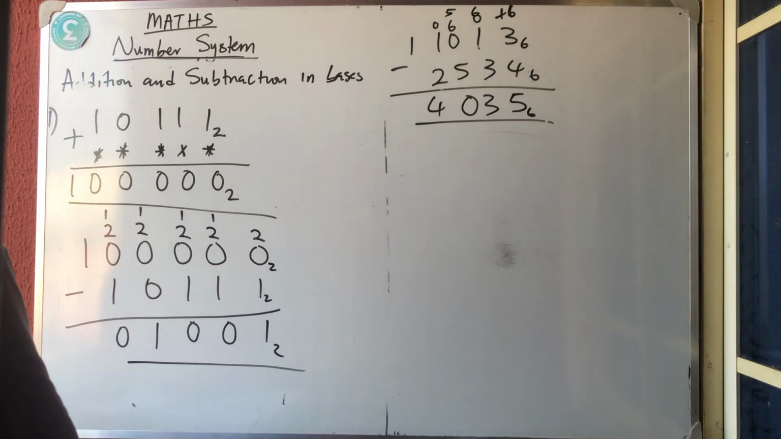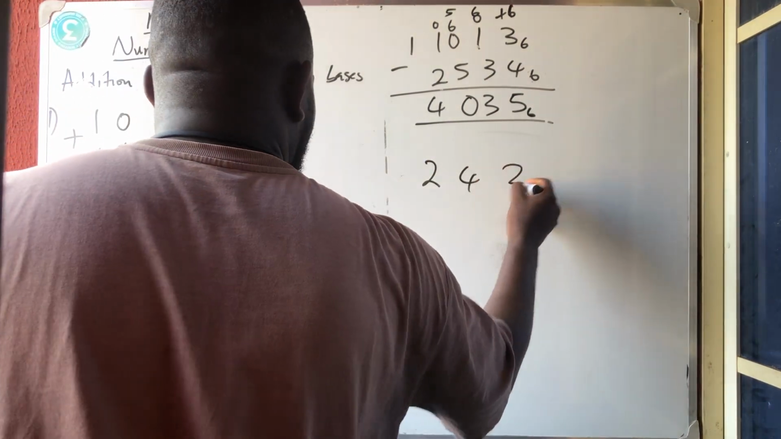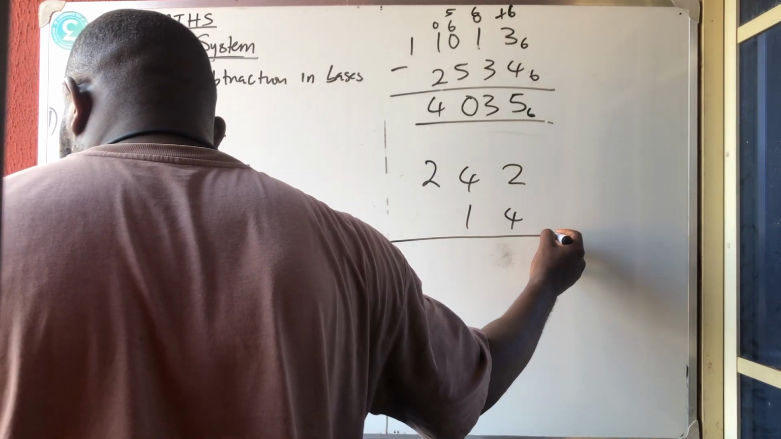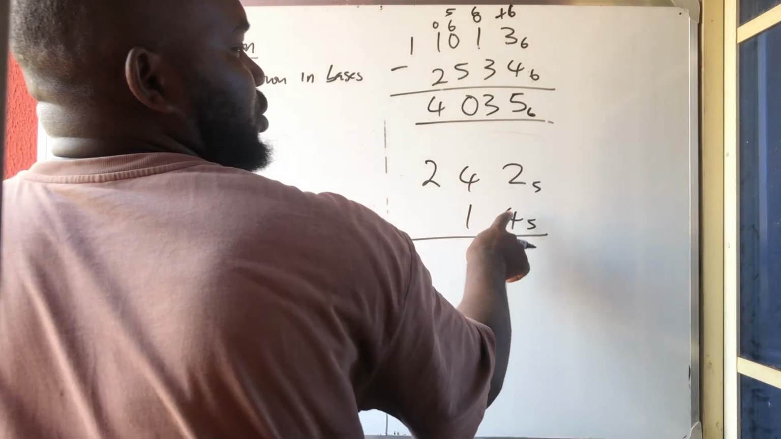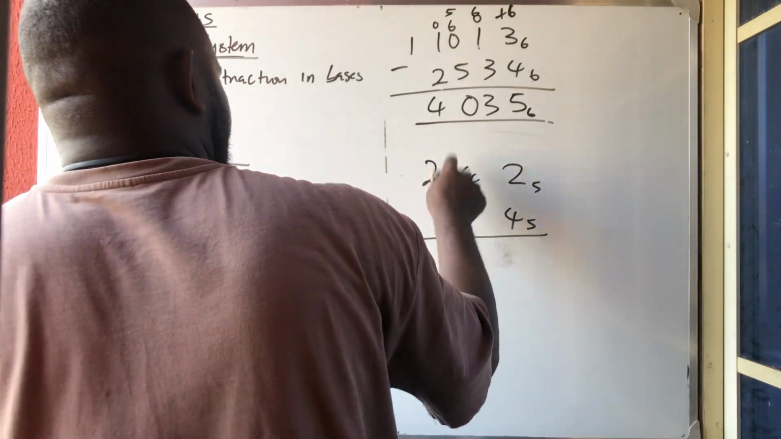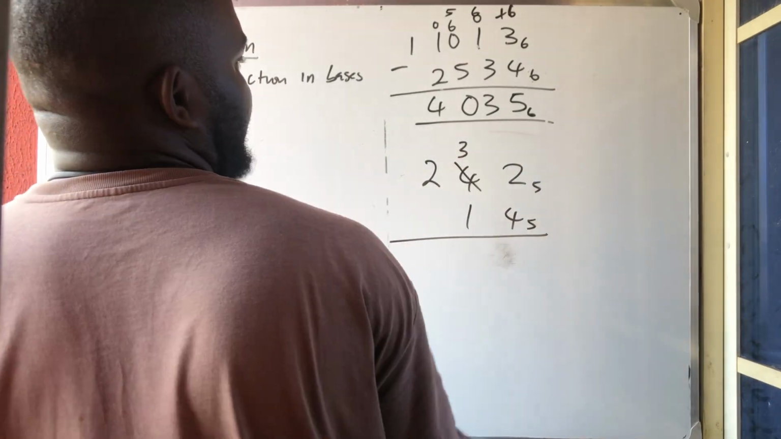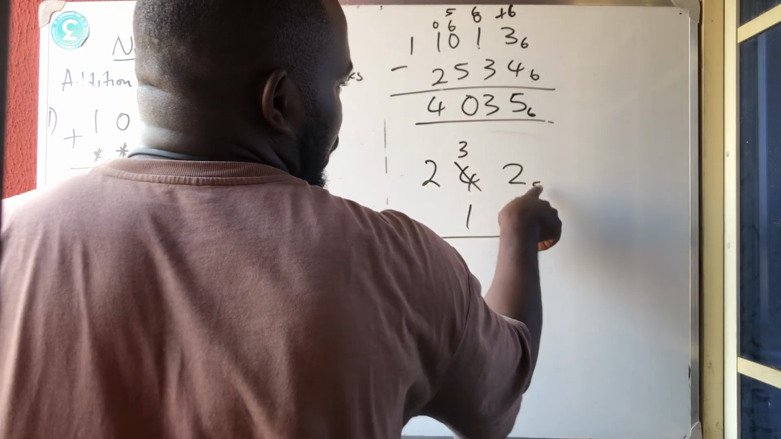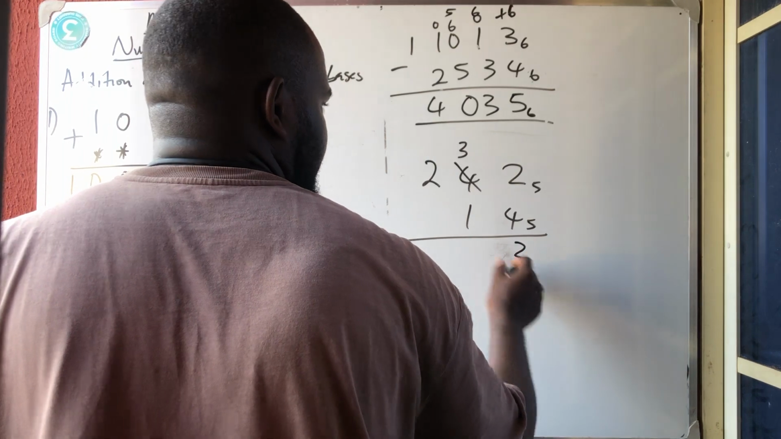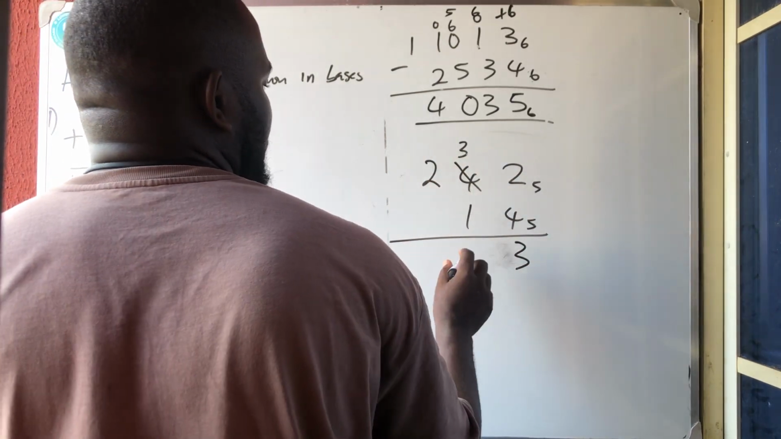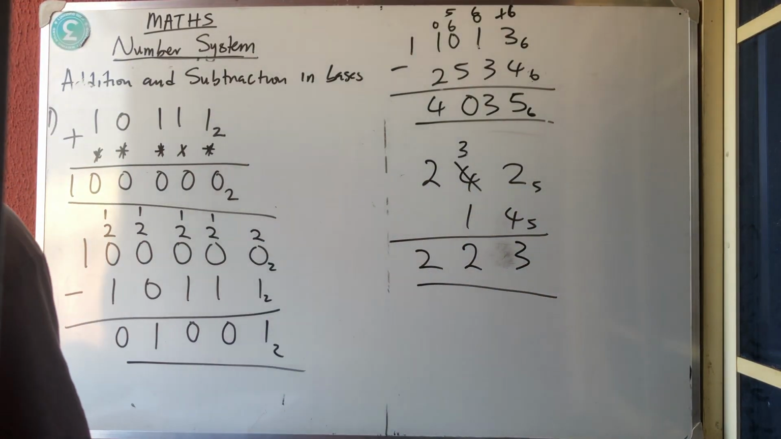Let me do another one so that you understand. 2 4 2 and 1 4. They are all in base 5. Let's go again. Now, this minus this cannot go. We borrow 1 from here. 3 is remaining here once we have borrowed 1. 3 is remaining here. So what you borrowed, since you borrow 1, you call it 5. 5 plus these 2 will give you 7. Then 7 minus 4 will give you 3. 3 is remaining here. 3 minus 1 can go. So 3 minus 1 is 2. Then bring down these 2. And that is the answer there.